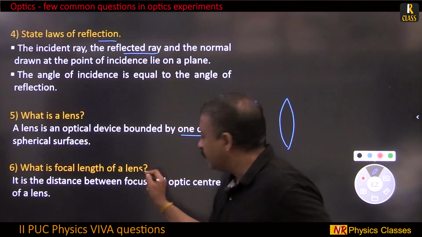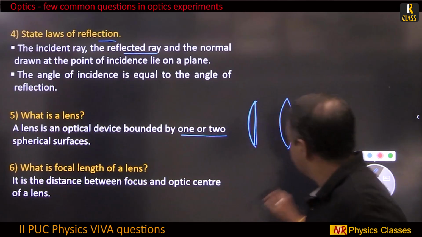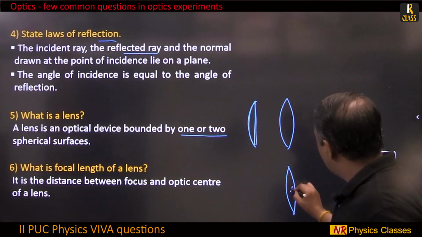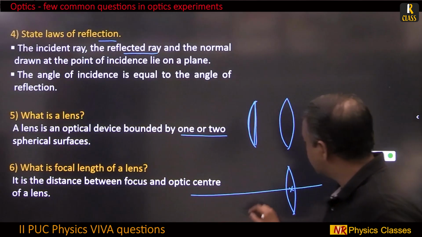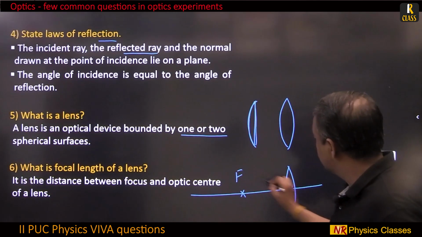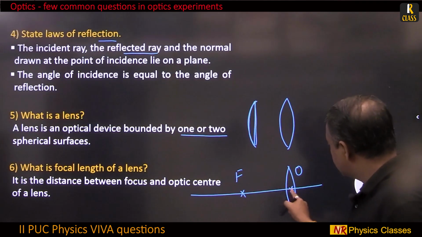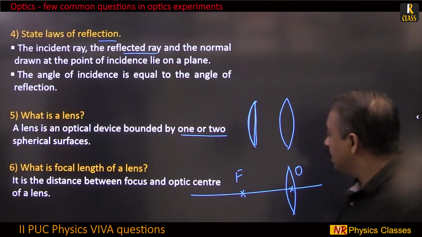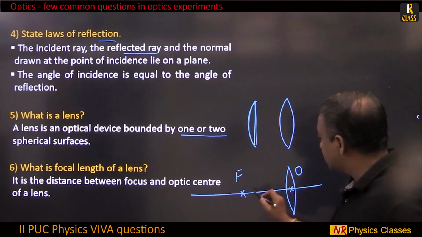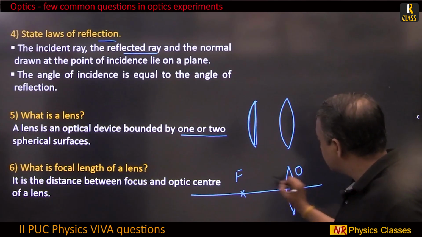What is focal length of a lens? Lens, optic center, principal axis. This is the focus. The distance between these two is the focus. Focal length is the distance between optic center and the focus.